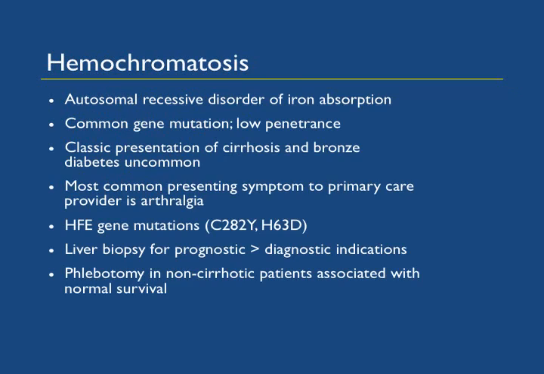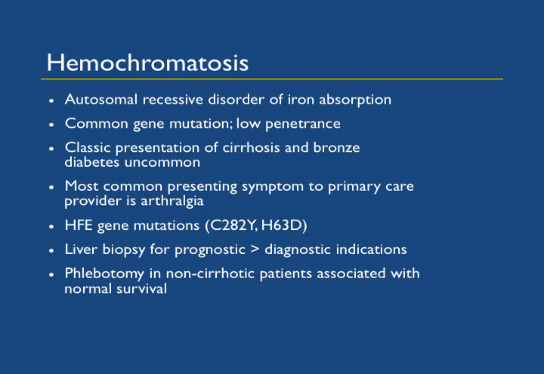The associated disorders of autoimmune hepatitis include thyroid disease, particularly hyperthyroidism, rheumatoid arthritis, diabetes mellitus, and celiac disease. Hemochromatosis is an autosomal recessive disorder of iron absorption. It's a very common gene mutation. Approximately 10% of Caucasians of Northern European descent will carry one of the mutated genes. However, it is a disorder that is associated with low penetrance, so that there is a broad phenotype exhibited.